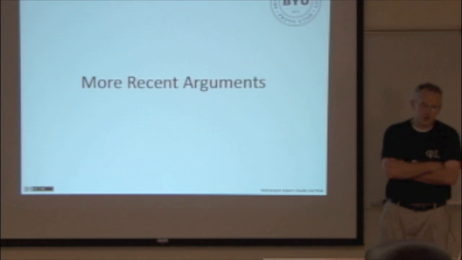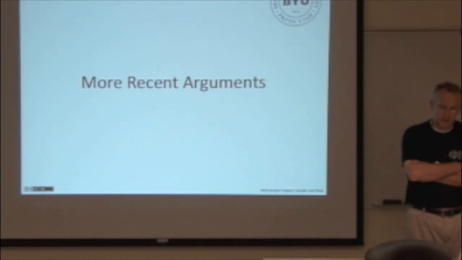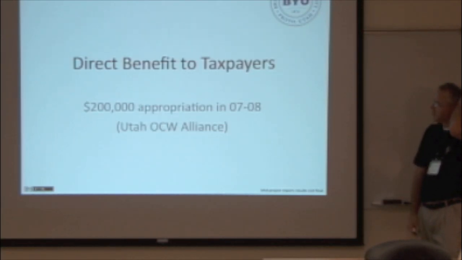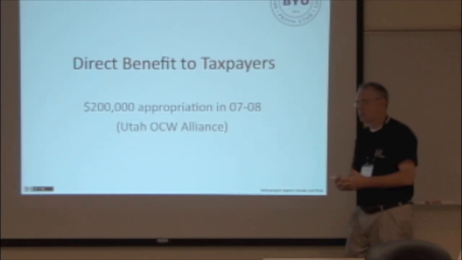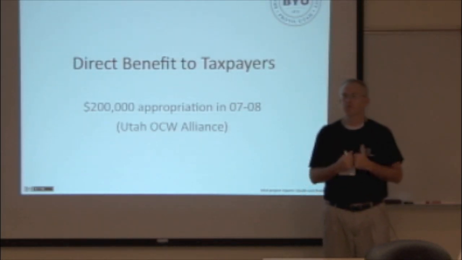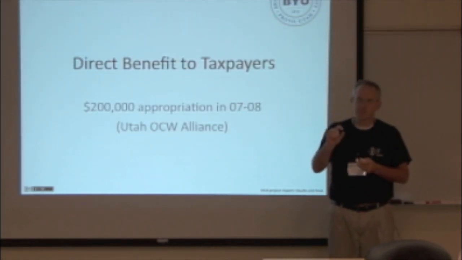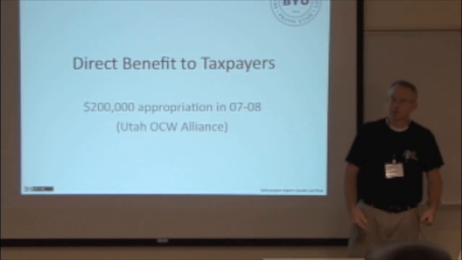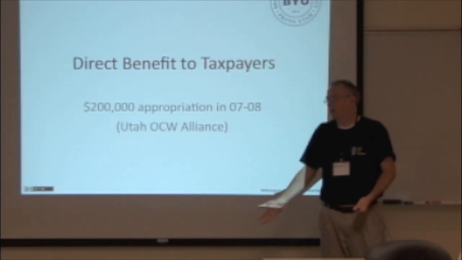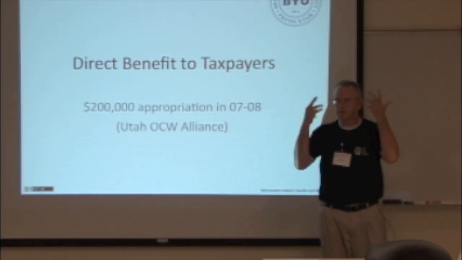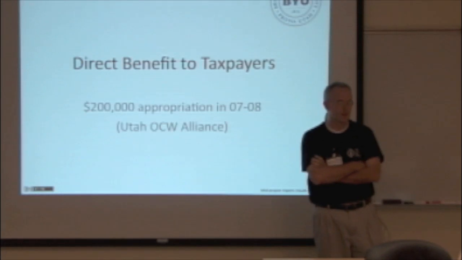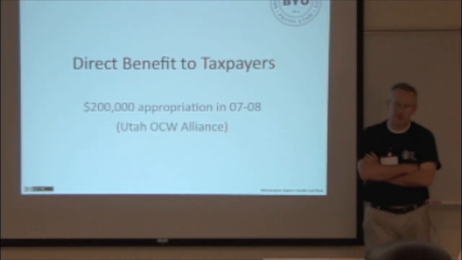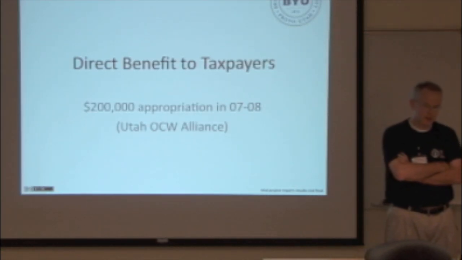More recently, people have argued it in different ways. We've tried to argue it in the state of Utah as a direct benefit to taxpayers. People pay all this tax money that goes into the higher education system and they get no direct return back. And if we had a little extra money to take the courses that faculty produce and make them available to the public, then the taxpaying public would actually get something out of higher ed instead of just the 60 or 75,000 students that actually formally enroll. So in 2007-08, we got a one-time $200,000 appropriation for the Utah Open Courseware Alliance.